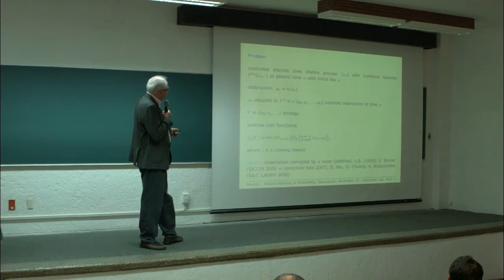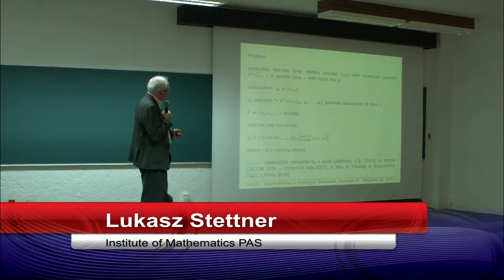And then my control, which has an influence on the transition operator, is adapted to the sigma-field generated by my observations Y0, ..., Yn. And my strategy will be a process adapted to this, taking values in a compact metric space.